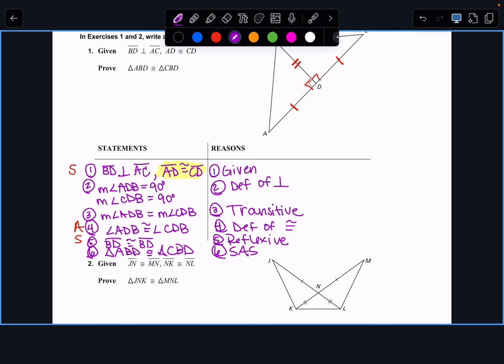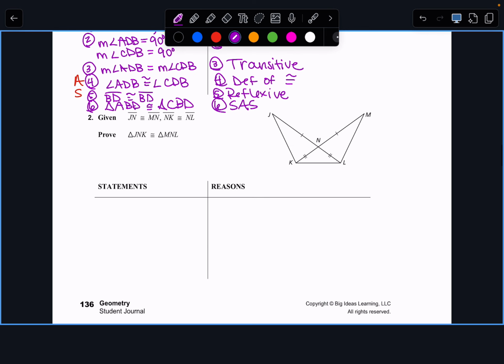Okay. All right. So, you know what? I'm feeling brave. J, K, M, and L are the two triangles we need to prove congruent. I'm going to just go ahead and give you 2 minutes and see if you can do it without me telling you how to do it. I think you can. Work together. You already have the given.